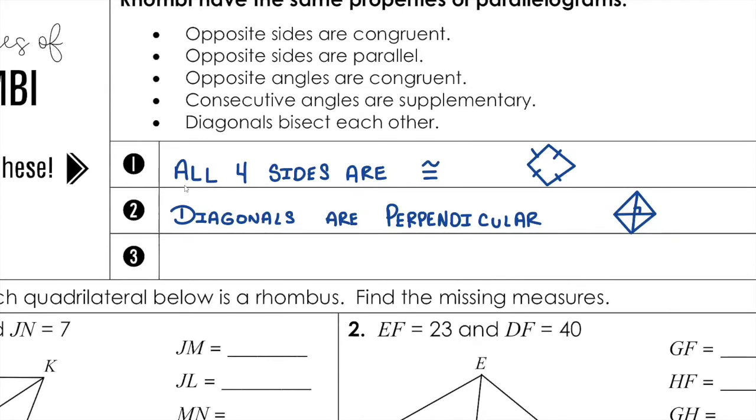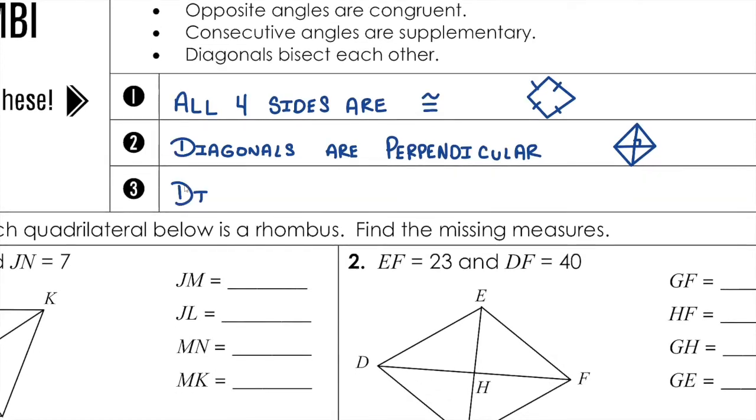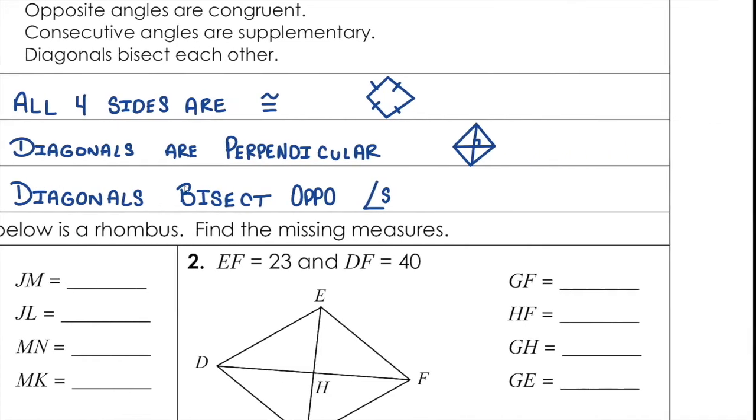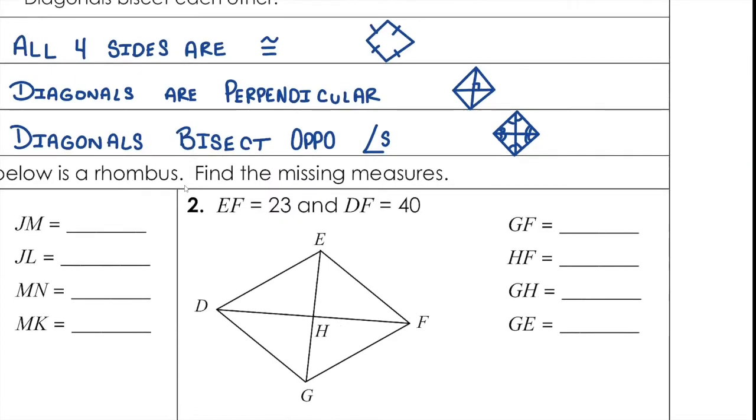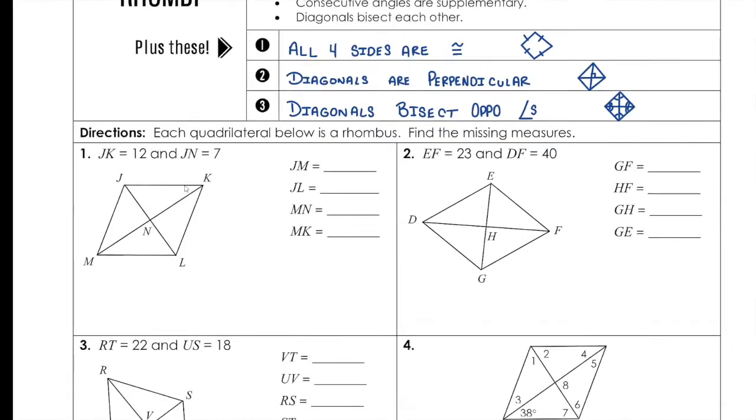And then now, the diagonals also bisect opposite angles. So what does it mean to bisect? Cut in half. So our diagonals bisect opposite angles. So if I've got my rhombus, the diagonals are going to create congruent relationships at each angle. So whatever that angle is, it'll be bisected. It's a lot in that little space. So each quadrilateral is a rhombus.